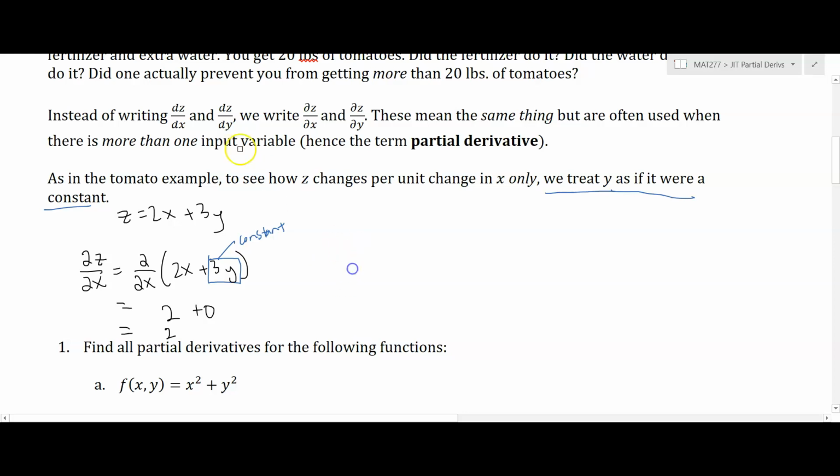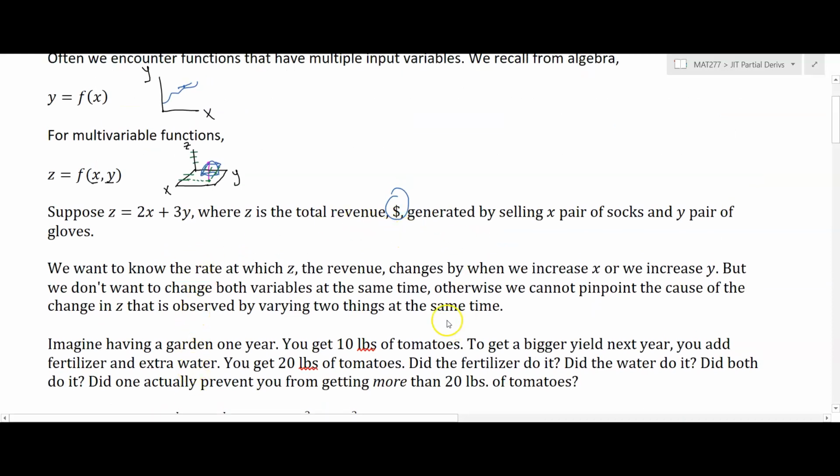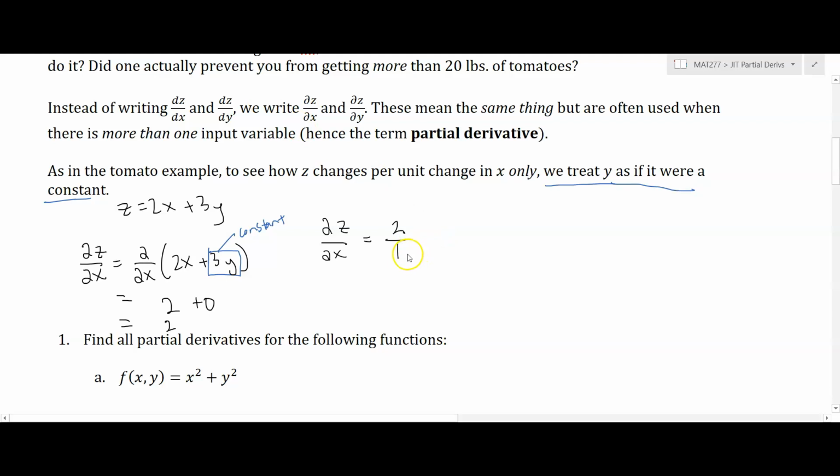So how do we interpret that? Let's write our final answer as dz dx equals 2 over 1. That means that this denominator is a change in x. X is measured in, I think we said, socks. So this is 1 pair of socks. And so if we increase the pairs of socks by 1, then z will change by 2. What does z represent? It represents the dollars of revenue. So you're going to get an increase of $2 of revenue for every additional pair of socks you sell.